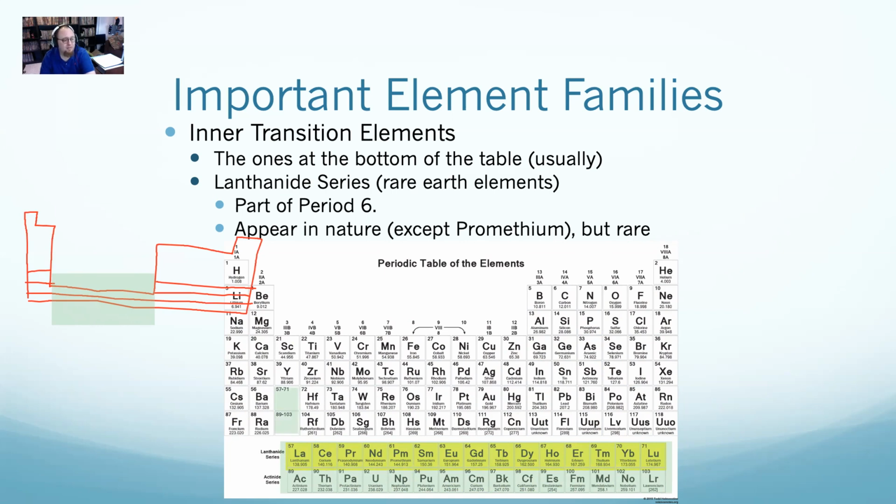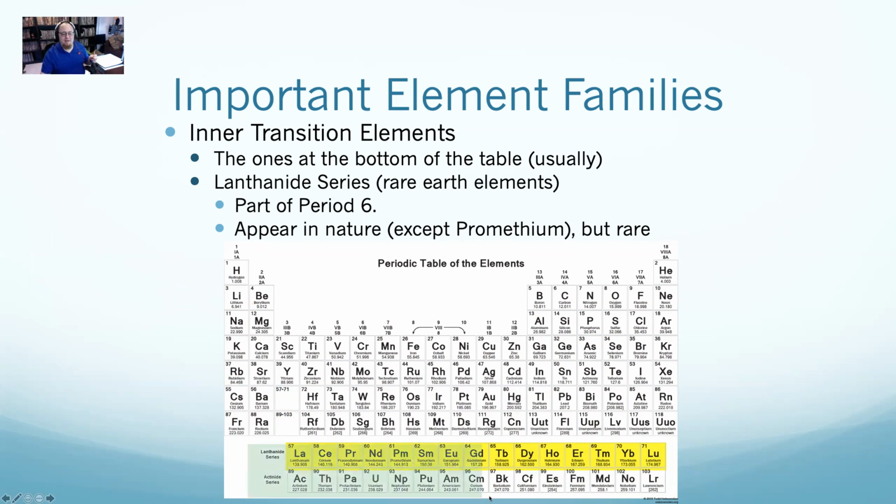Those 2 rows you see on the bottom of the periodic table are both called inner transition elements. I only highlighted one, but there are 2 different types of inner transition elements: the lanthanide series and the actinide series. The lanthanide series, which I highlighted here, are also known as the rare earth elements. It's because they all appear in nature but are rare, except for promethium. Promethium does not exist in nature and should be part of period 6, because if I count down 1, 2, 3, 4, 5, 6.